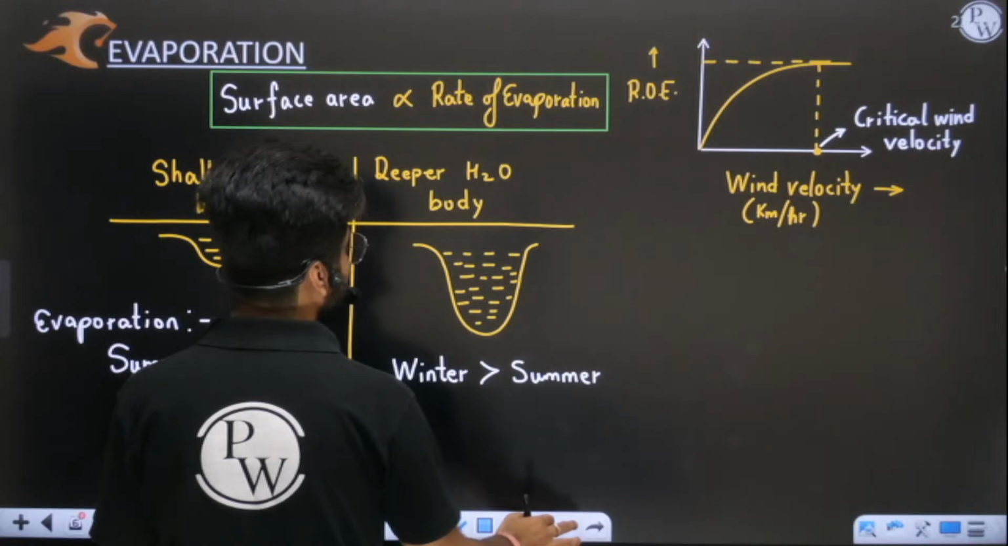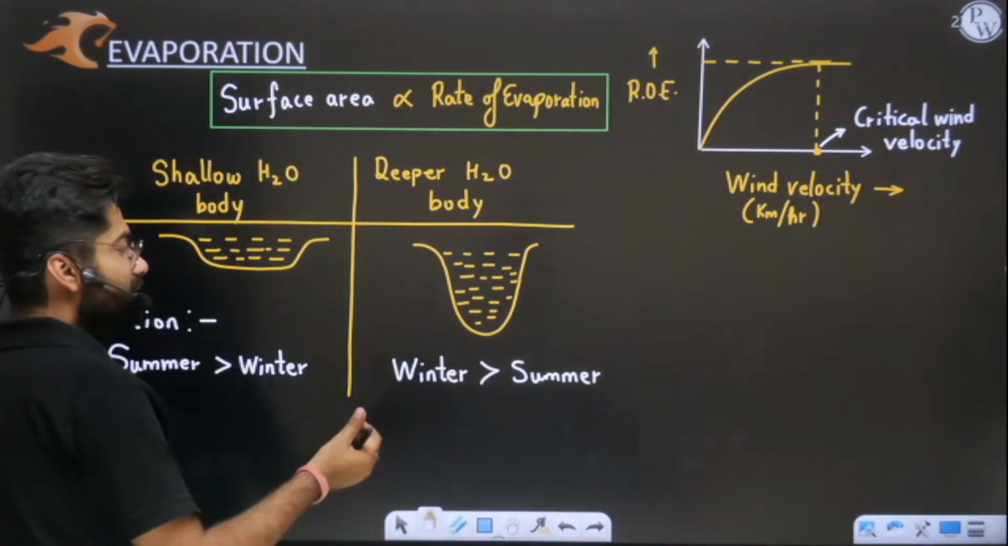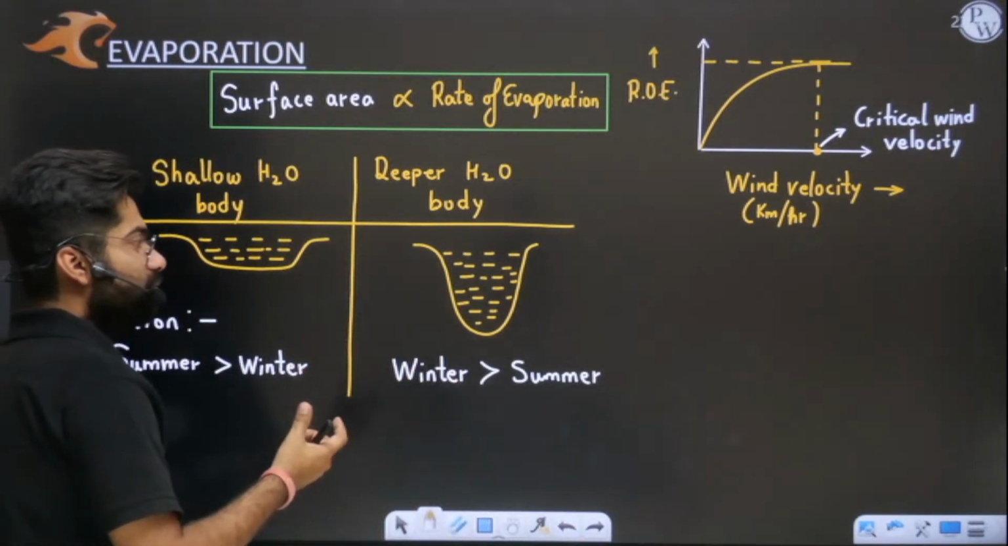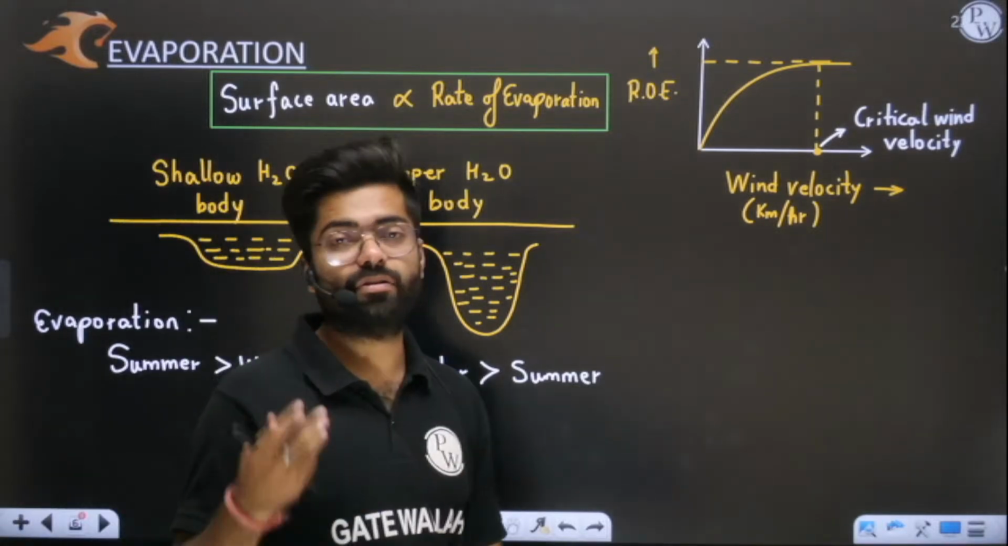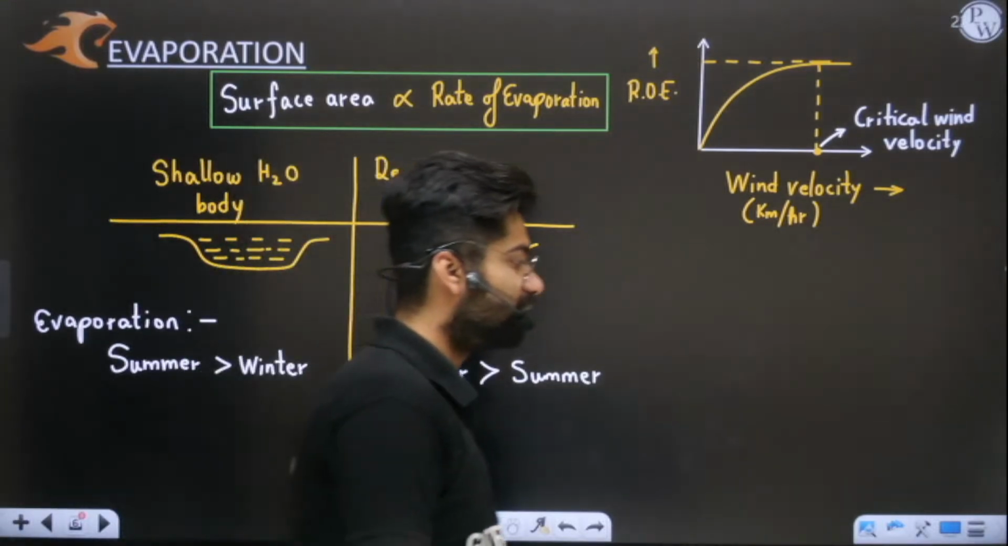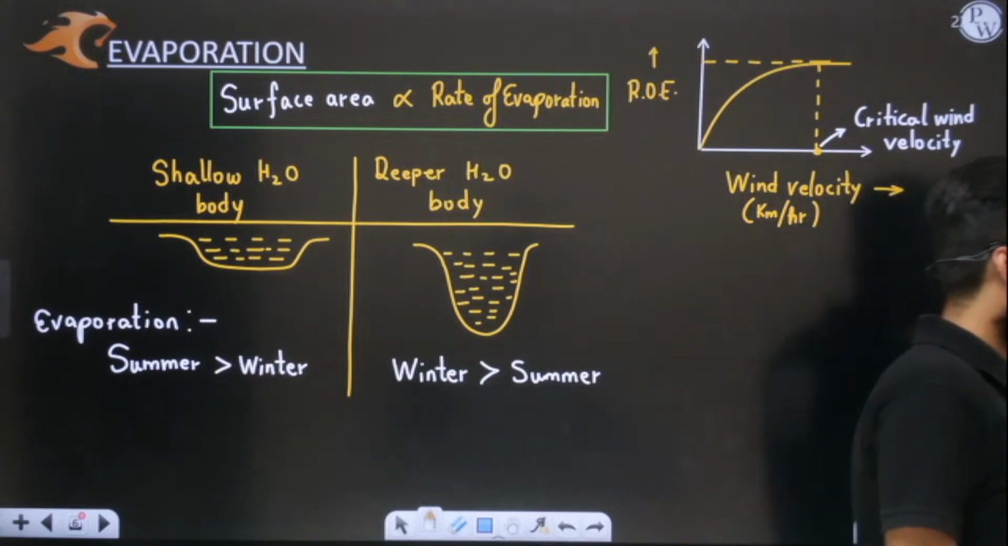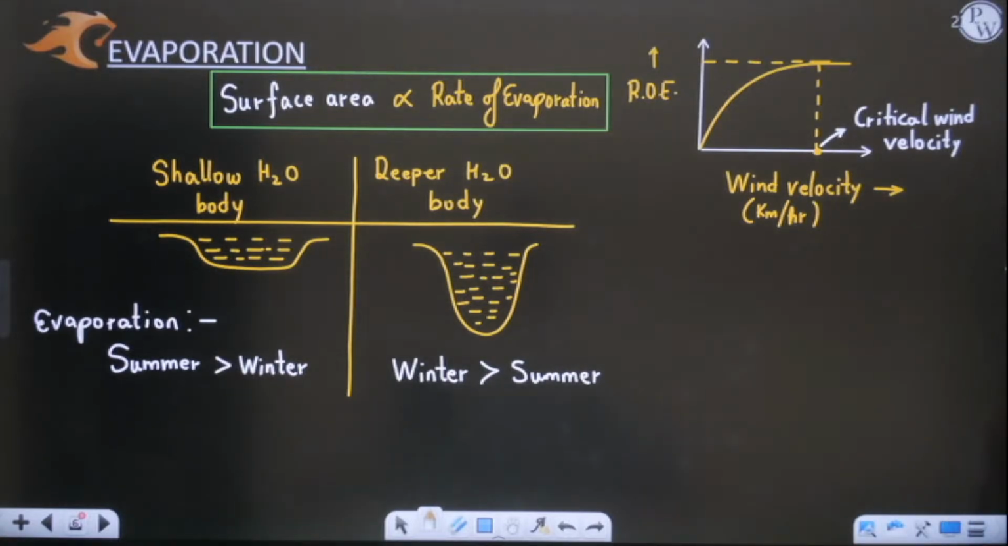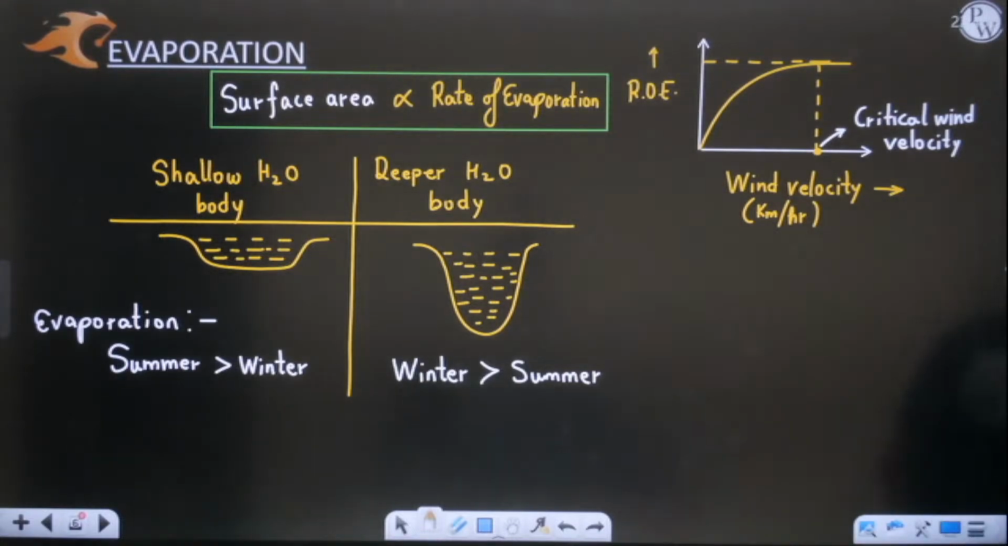So we have warmer water in winter season. All the water is at 4 degrees Celsius. So we have more evaporation as compared to summer. This you need to remember. So the opposite is the case as compared to shallow. In deeper water bodies, we have more evaporation in winters. The difference is not much, but yes, if someone asks you in winters where the rate of evaporation is more, you will say it is more in winters.